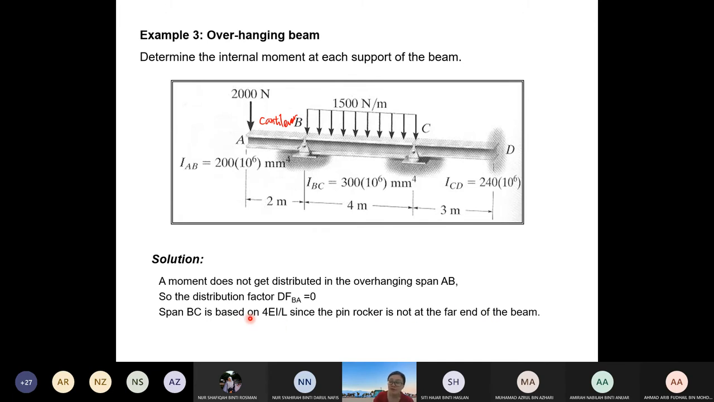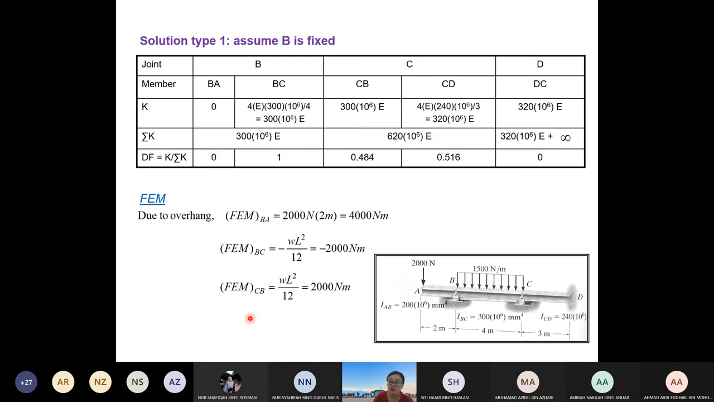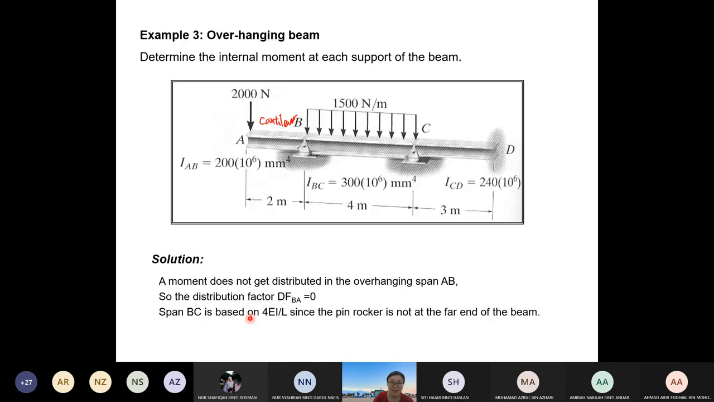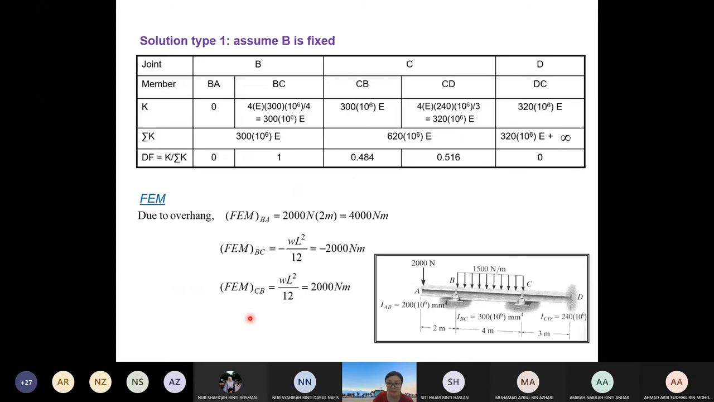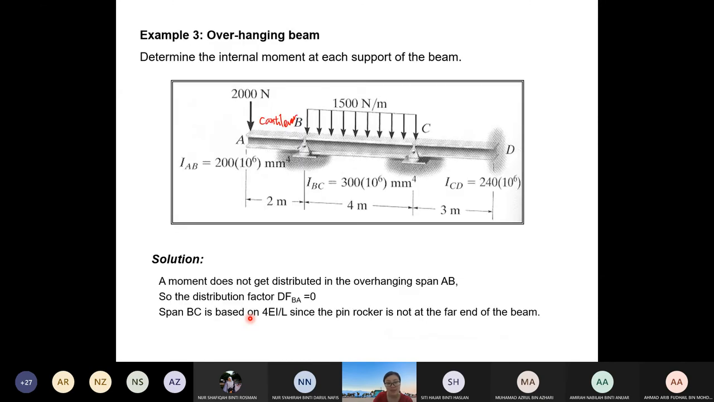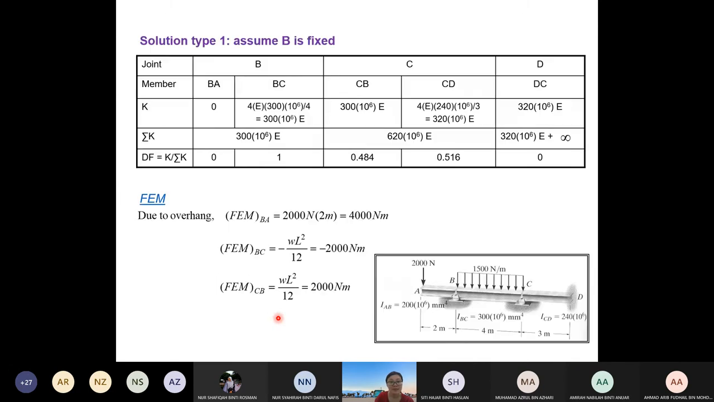This is very subjective. I have actually prepared two solutions here, and I get the same answer for both of these assumptions. In this case, because this pin rocker is not at the far end, it treats it as fixed. So this is solution type one.